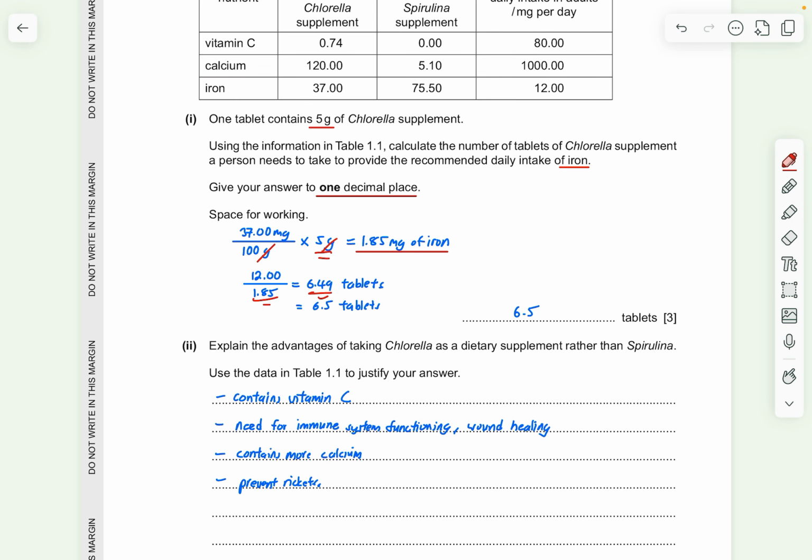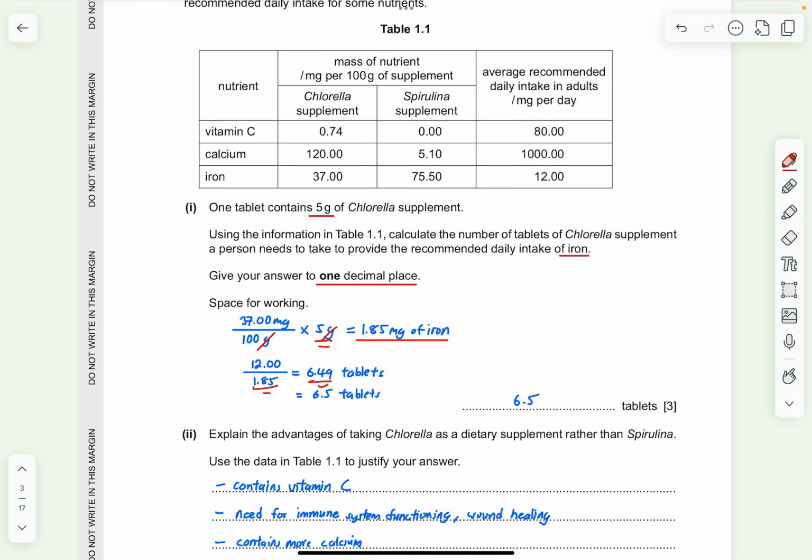Now, explain the advantages of taking chlorella as a dietary supplement rather than spirulina. Use the data in table 1.1 to justify your answer. So just look at this, between chlorella and spirulina.